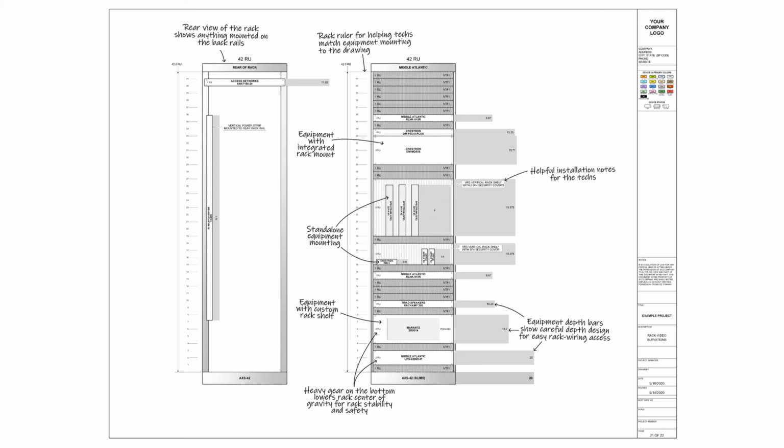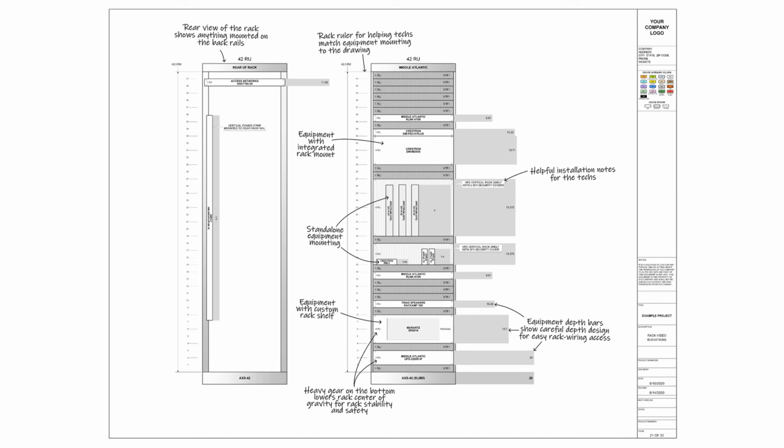Equipment placement. The rack ruler is used to help the techs match the mounting of the equipment in the rack to the drawing. Also notice the useful horizontal or vertical mounting of devices and whether devices are new or owner furnished. Notice the heavy gear like UPSs and AVRs are located at the bottom. This, of course, lowers the center of gravity for the rack, so it's relatively stable and safe while working on it.